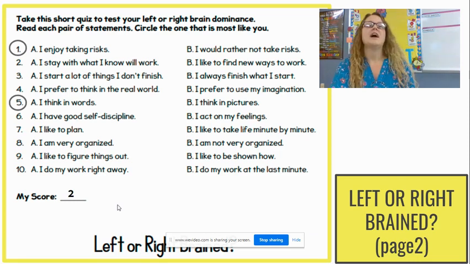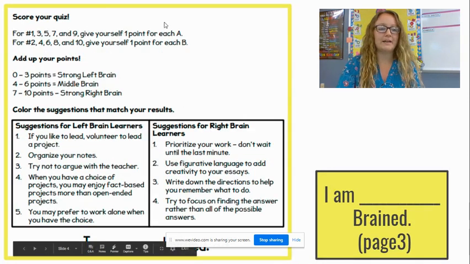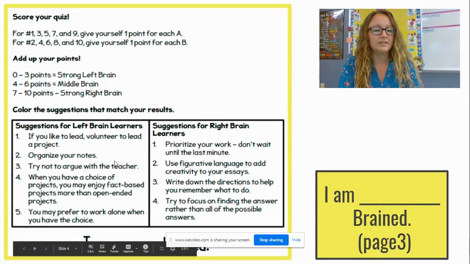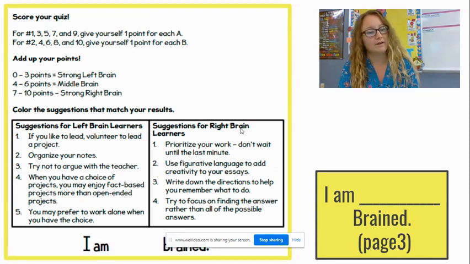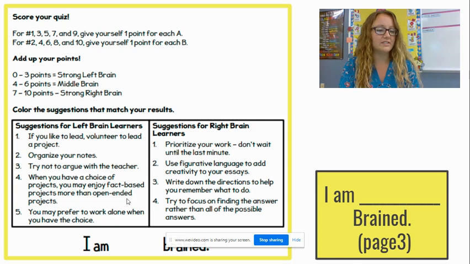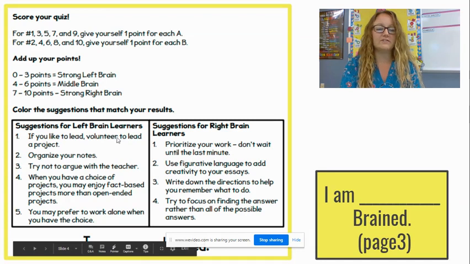Okay, and again, the next paper that you pick up is going to go over what that means if you are a left brain learner compared to a right brain learner. Okay, so left brain learners, you might like to lead, volunteer. You might volunteer to do a project. You have organized notes. So this is just different suggestions for left brain learners.